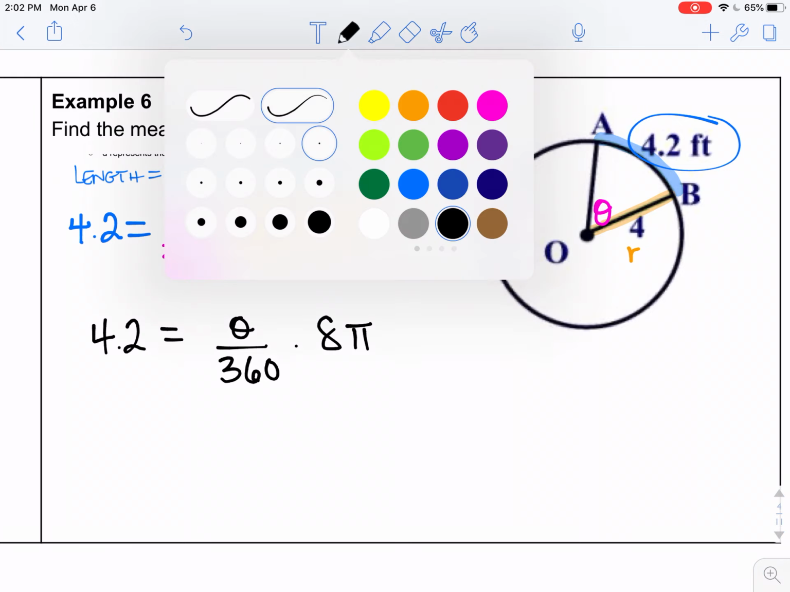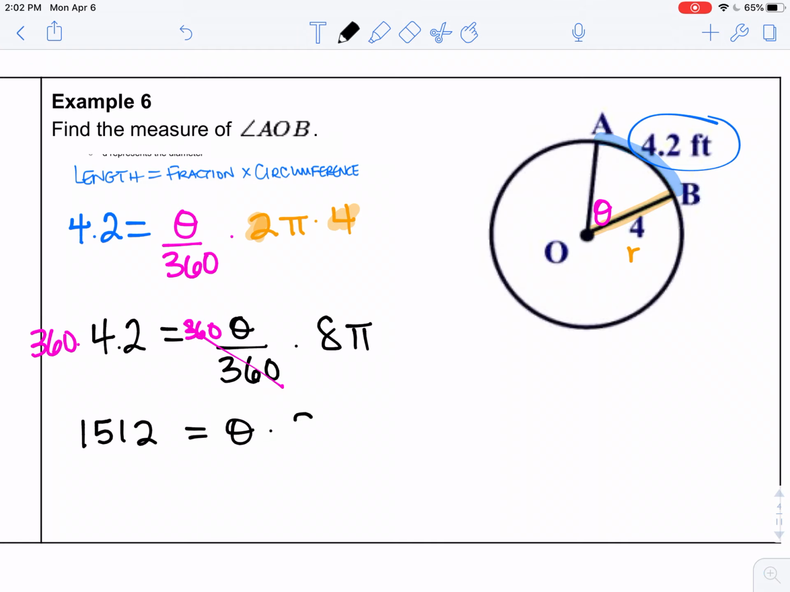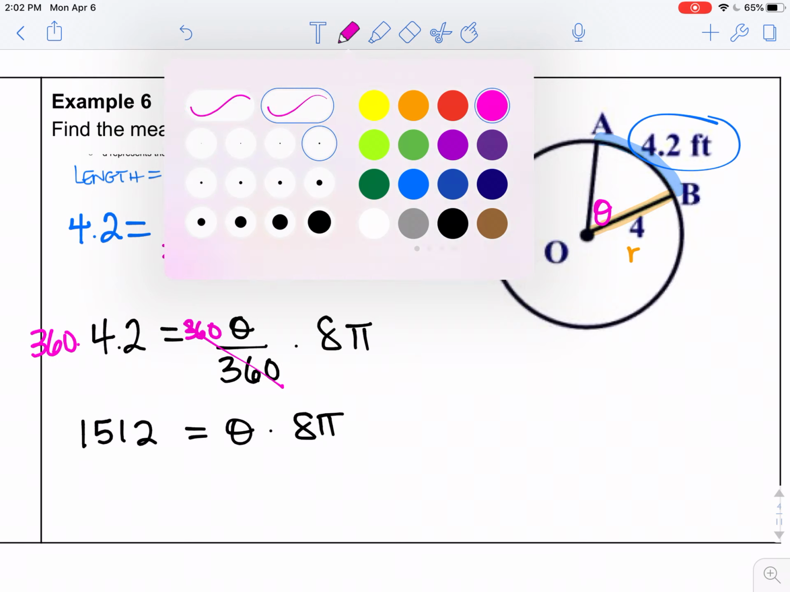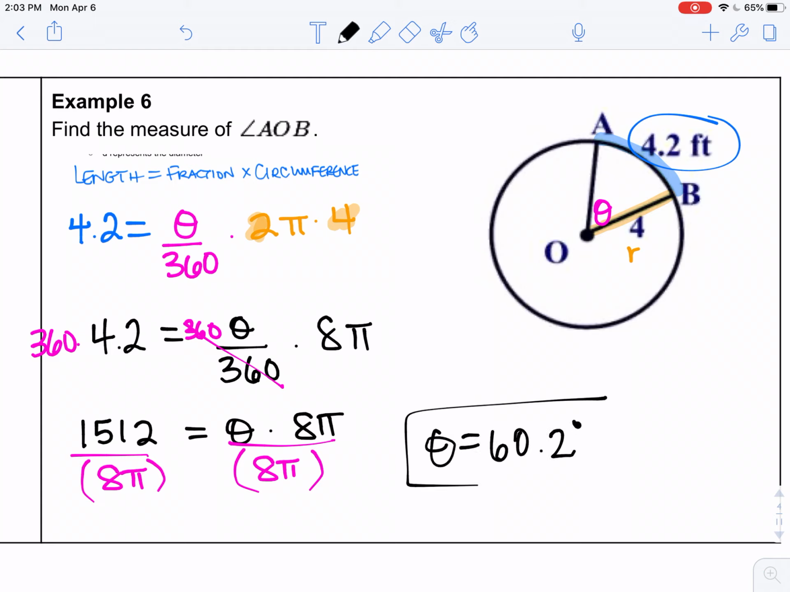All right, my job here is to get theta by itself. So to get rid of that fraction, divide by 360, I might choose to multiply both sides by 360. 360 over 360 is 1. All right, so I have 1,512 equals theta times 8 pi. I'm lazy, I'm going to divide both sides by 8 pi all at once, making sure that when I hit up my calculator, I throw 8 pi into parentheses. And when I do that, theta is equal to approximately 60.2 degrees.